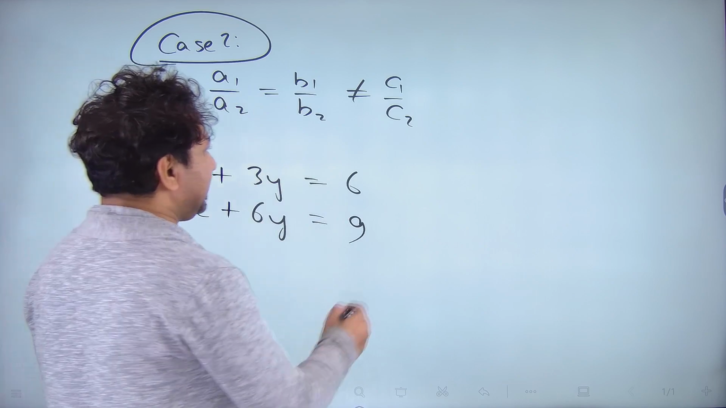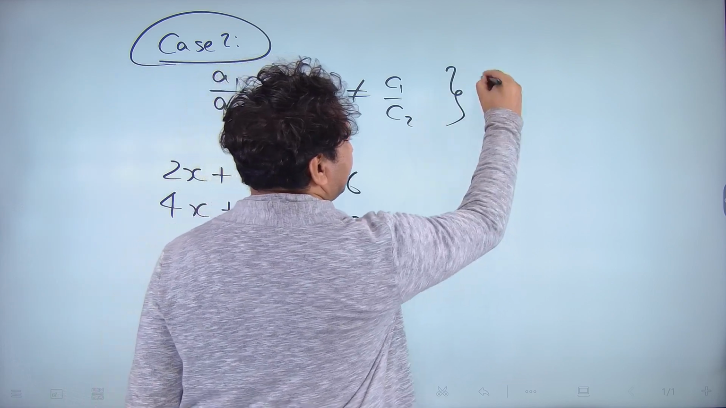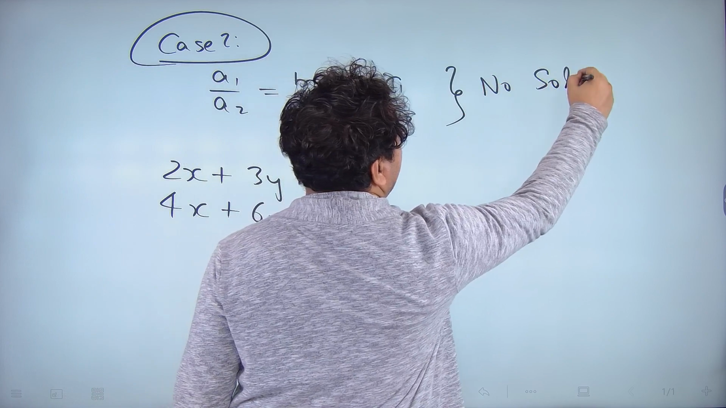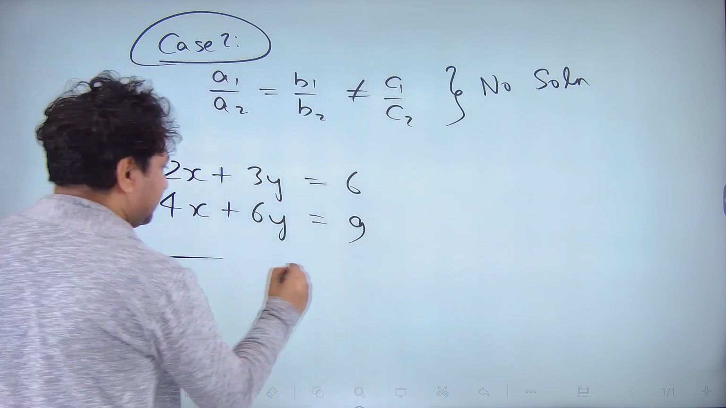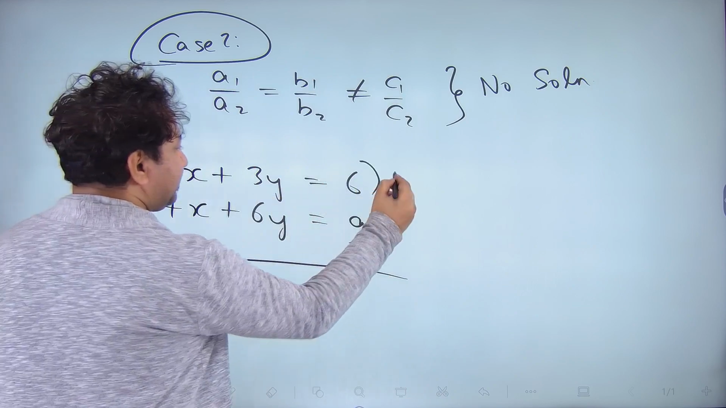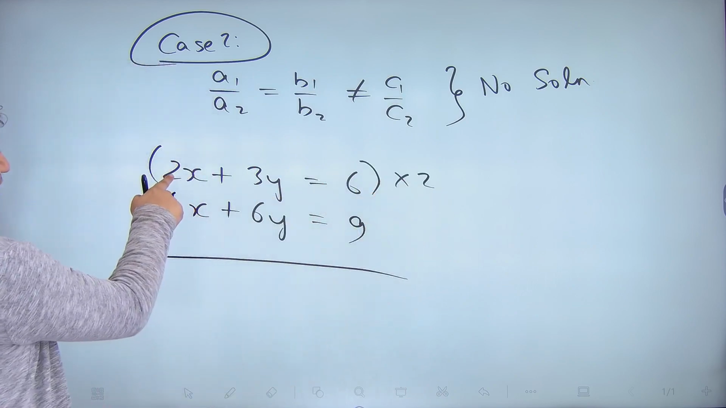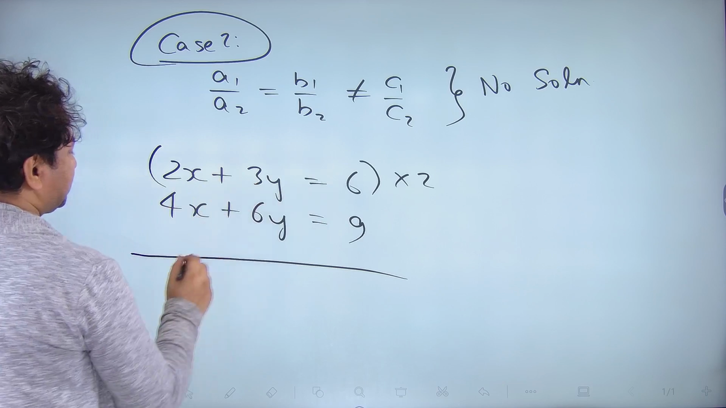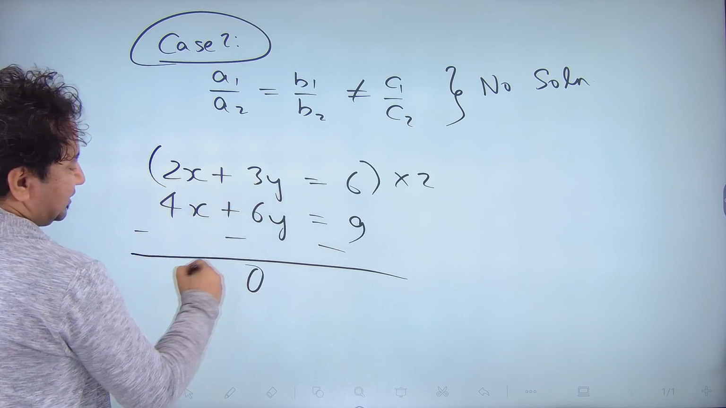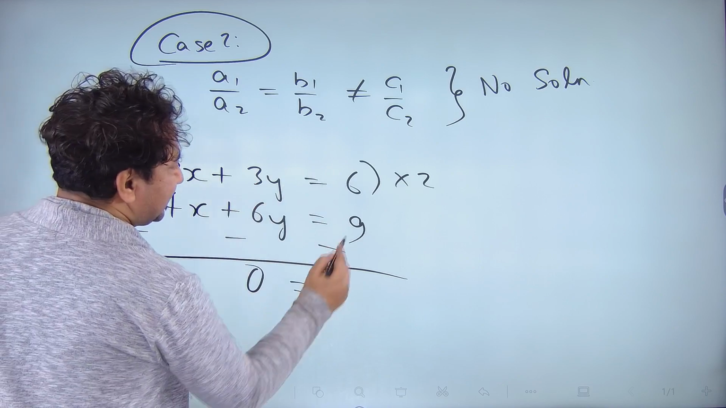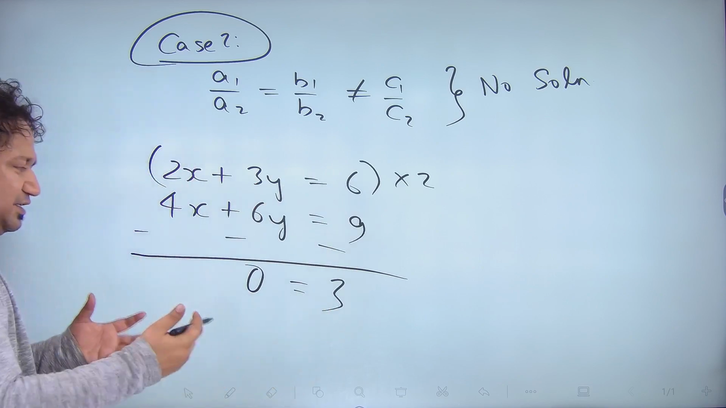So in this case, you will get no solution at all. What does that mean? Okay, let us try to solve it first of all. If I multiply the first equation by 2, this becomes 4x, this becomes 6y, this becomes 12. And if I subtract the second from it, 4x minus 4x is 0. I'll get 0 on the left hand side, but on the right hand side, I'll get 12 minus 9, which is 3. Is 0 equal to 3?